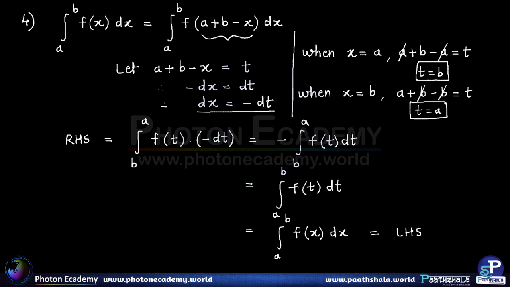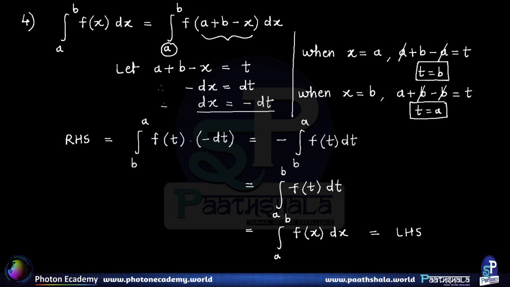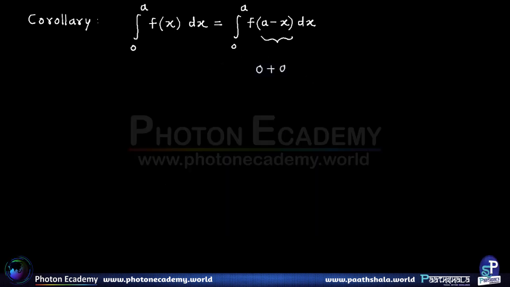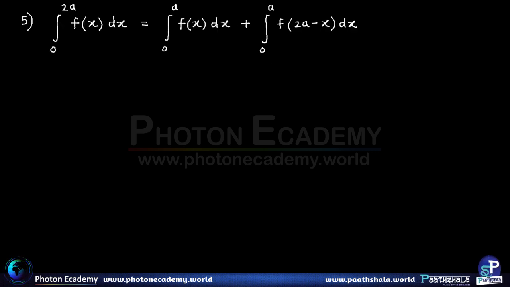Now as a corollary of this, if the lower limit is already 0, then what we will be left with is just the upper limit minus x. So let us see that on the next slide. The corollary is that if the lower limit on the left hand side integral is 0, then on the right hand side the expression will be just a minus x, because it is actually equal to lower limit plus upper limit minus x, which is nothing but a minus x. So it is just a modified form of the original result that we saw. Let's go ahead to the next property.